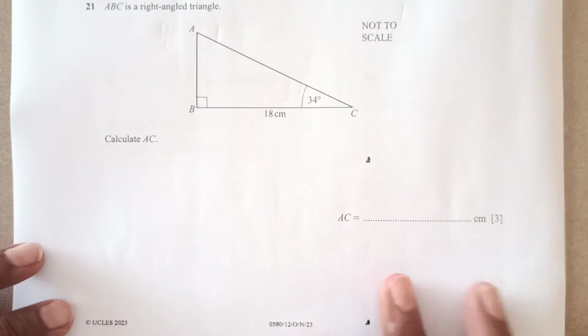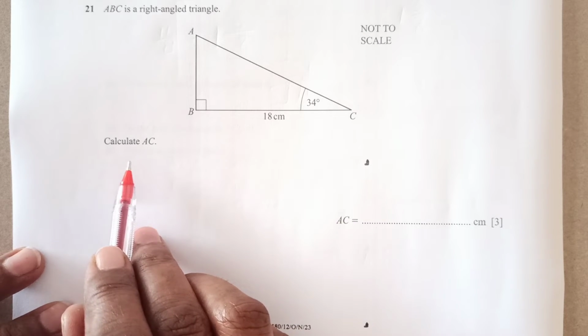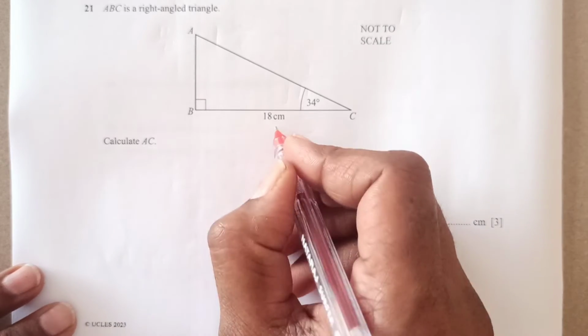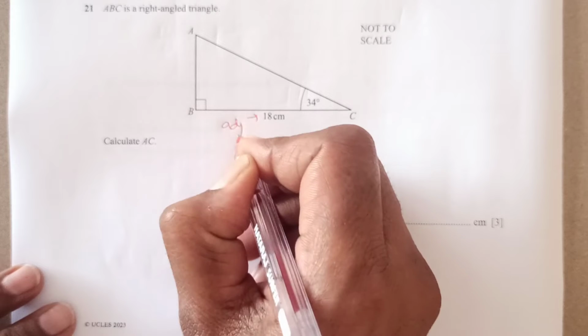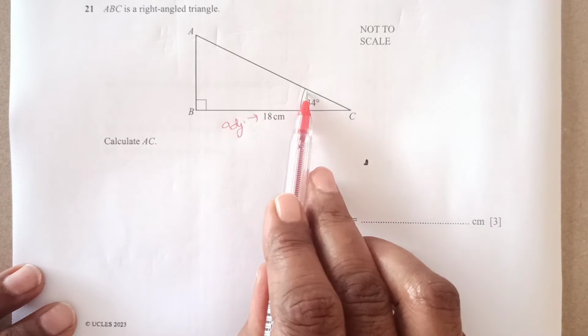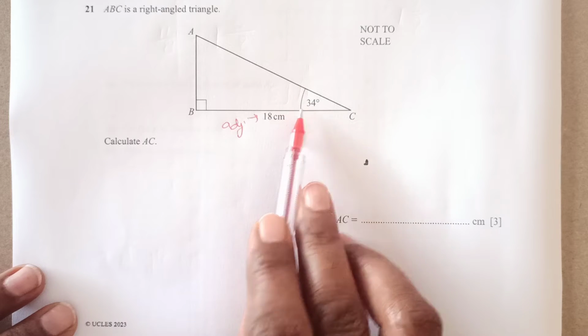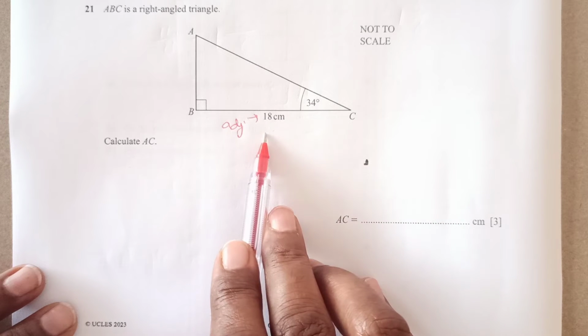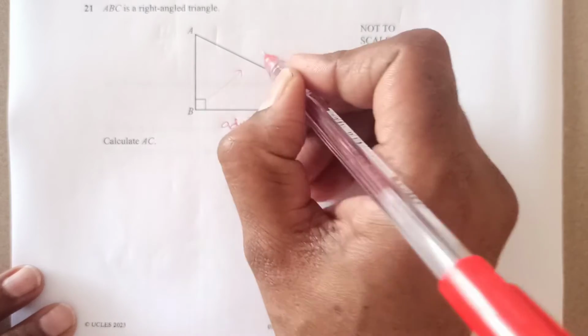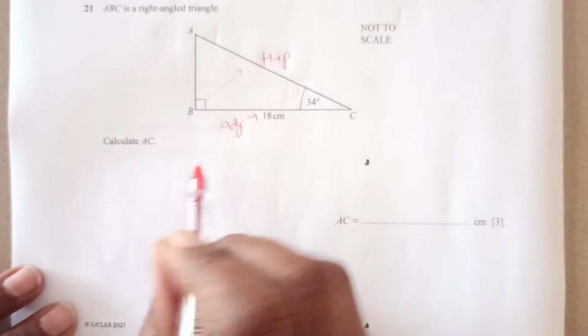Now next one is ABC is a right angled triangle. You can see, calculate AC. So for AC you can see this is adjacent. Adjacent is a side that is just beside the angle. This is 30 and that line side is touching down here. That is adjacent, and side opposite to the right angle is hypotenuse, right? We are looking for AC.